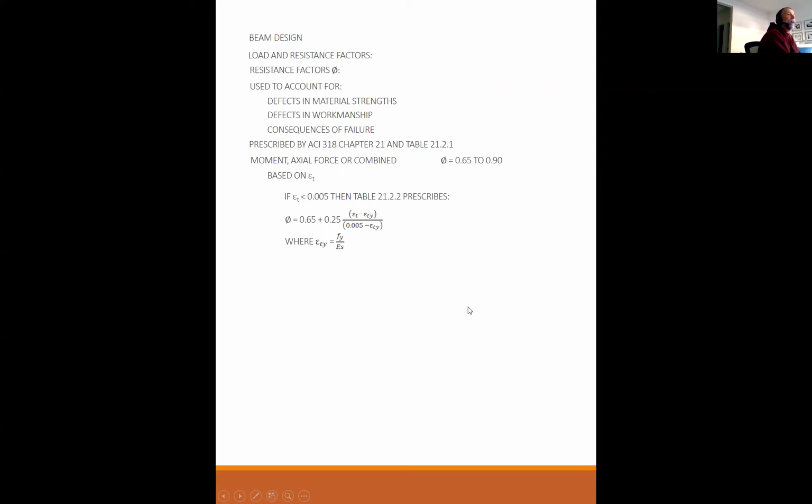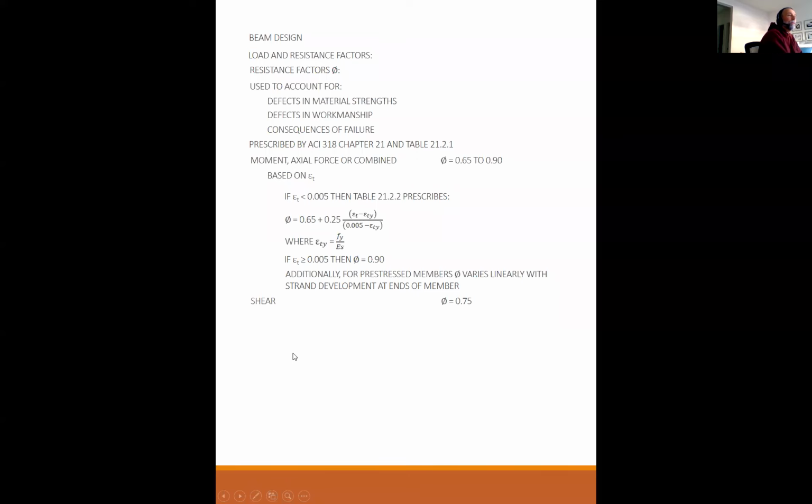So you calculate epsilon sub t like you just did for homework problem number 2. And then if epsilon sub t is less than 0.005, you plug in the yielding strain, and this cranks out a phi factor. If epsilon sub t is greater than or equal to 0.005, then phi is just 0.90. And anything greater than 0.005 is tension controlled. Phi is equal to 0.9. Additionally, for pre-stressed members, phi will vary linearly with strand development at the ends of the member, just so you know.